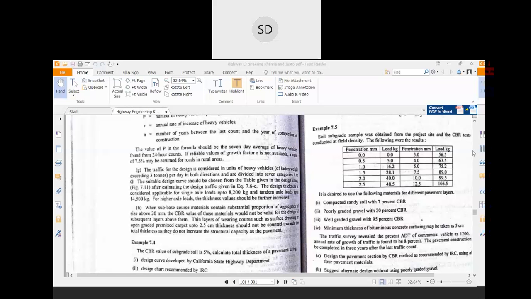As we have already discussed, the CBR value is recorded as a load value based on standard penetration values. These are the standard penetration values: 0, 0.5, 1, 1.5, 2.5, then 3, 3.5, and according to these penetration values, your CBR test results are given as load values. These are the load values. First, you have to find out the CBR value.